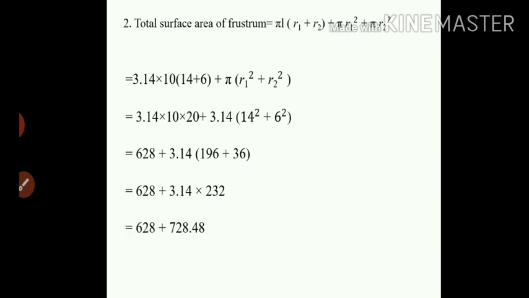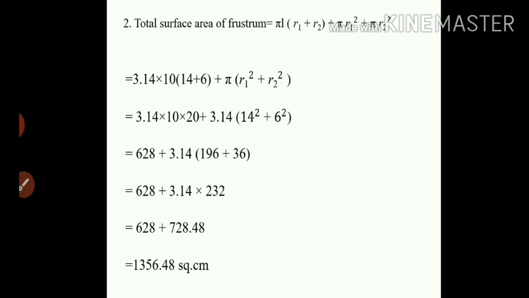So 628 remains the same, plus when you multiply 3.14 by 232, you get 728.48, and when you add it with 628, you get 1356.48 square centimeter.